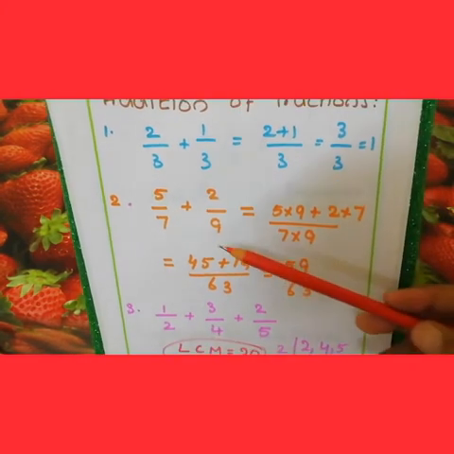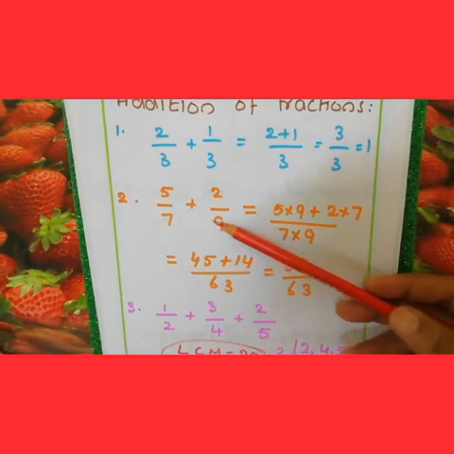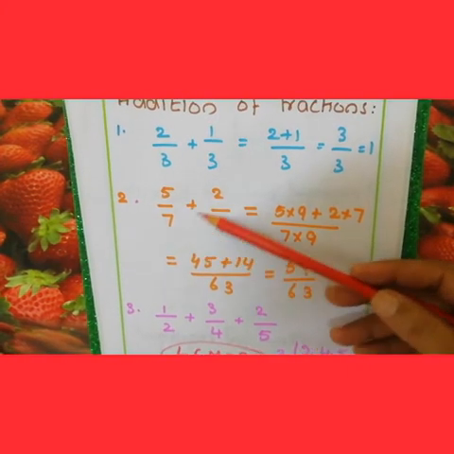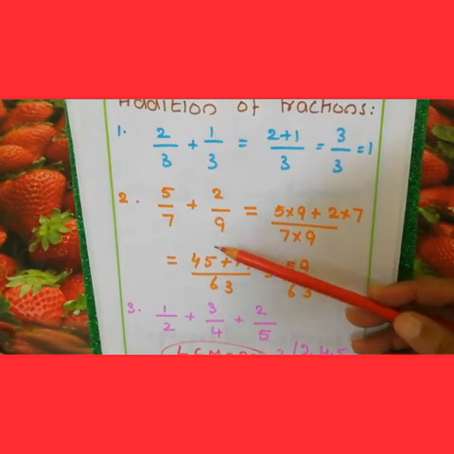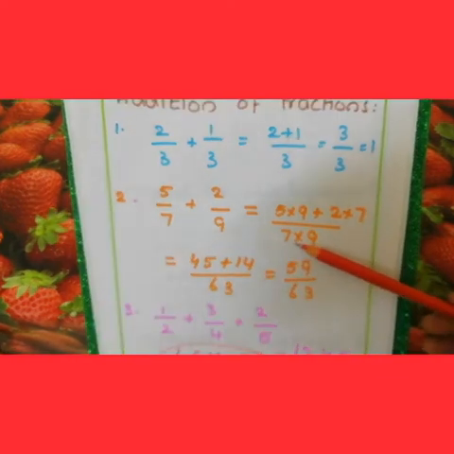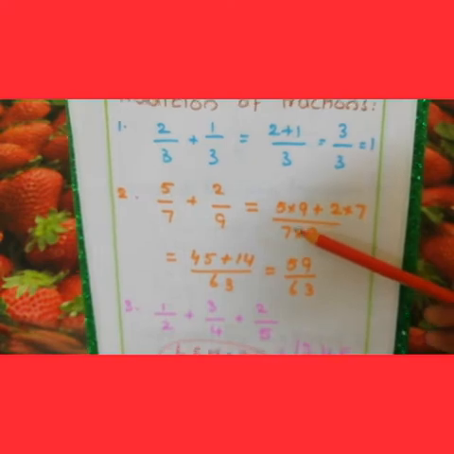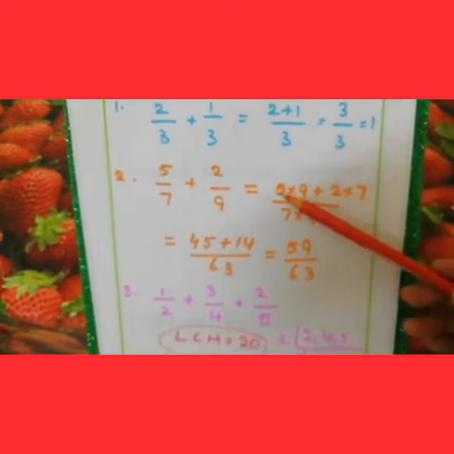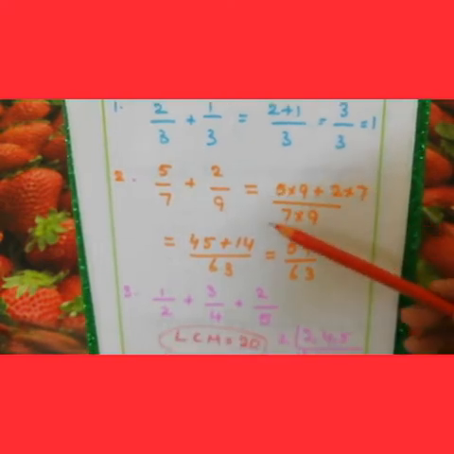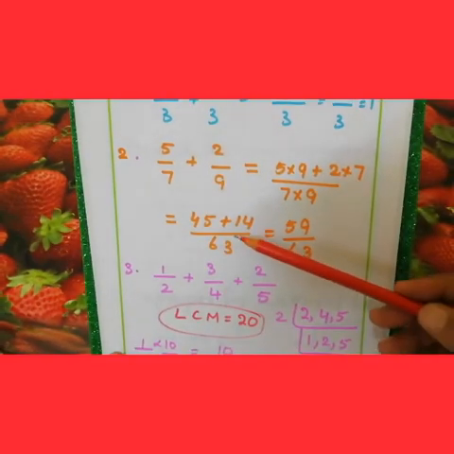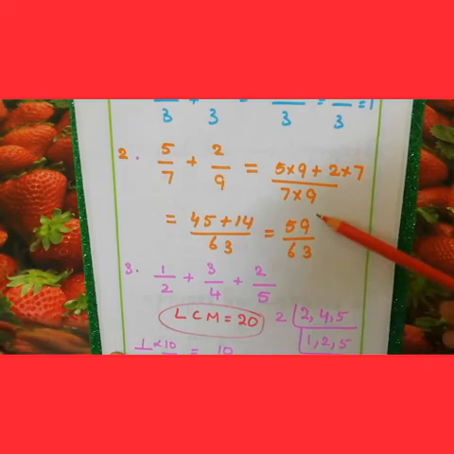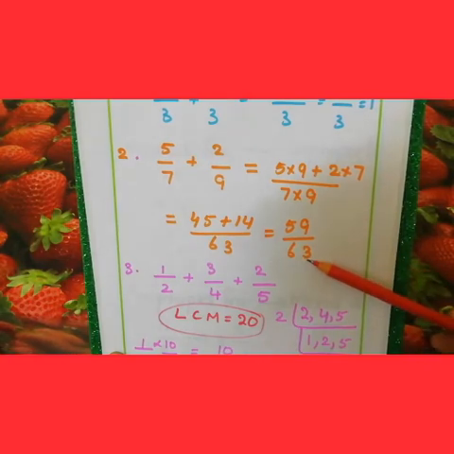Then what happens if the denominators are different? Second example, 5 by 7 plus 2 by 9. Here you have to make the denominator the same. For that, take the LCM. So here it will become 5 into 9 plus 2 into 7, the whole divided by 7 into 9. Now, after calculation, you will get 59 divided by 63.